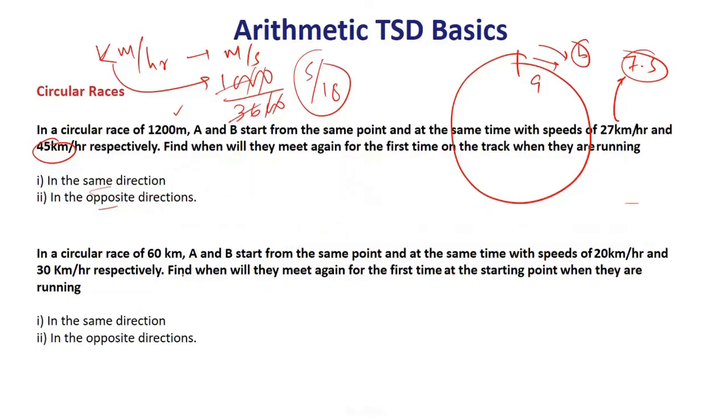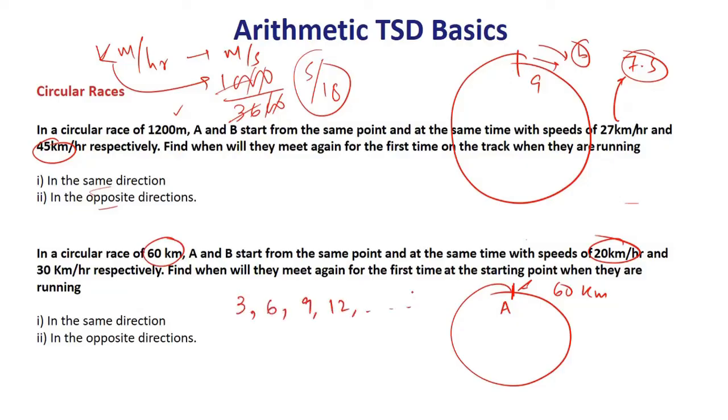That's very, very interesting. So let's say in the second case, there is a track of 60 kilometers and there are two people starting from the same point, moving at 20 and 30. Now in this case, think about it. Let's say the first person moving at 20 kilometers per hour will cover the track and come to the starting point in 3 hours, then in 6 hours, then in 9 hours, then in 12 hours, and so forth. The second person traveling at 30 kilometers per hour will come to the starting point in 2 hours, 4 hours, 6 hours, 8 hours, 10 hours, and so forth.